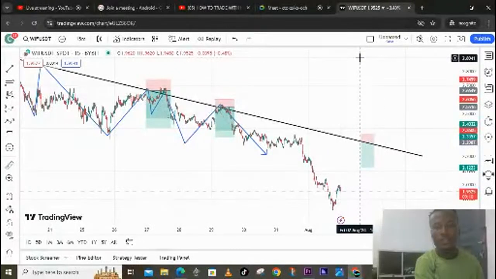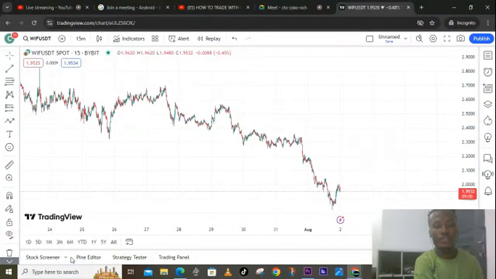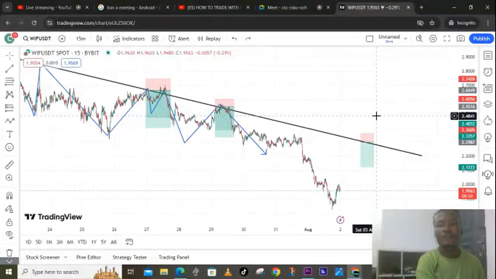Okay. If you want to delete it, I'll just come to this and delete it from here. If I click on remove drawings and indicators, you can see everything is off. If I want to bring it back on my PC, I just hit Ctrl+Z. Everything's going to come back.